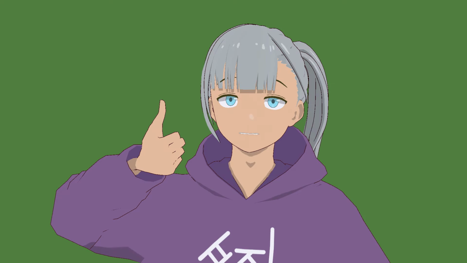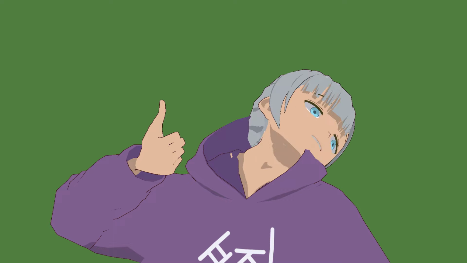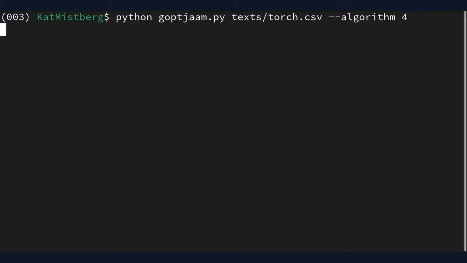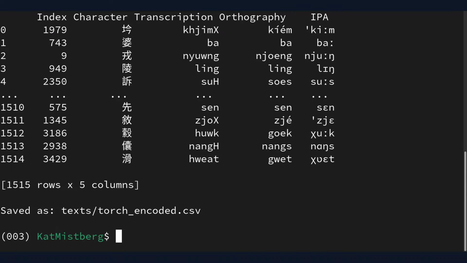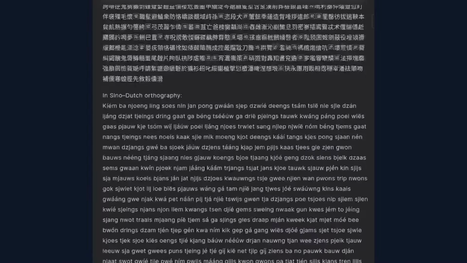Oh, and deciphering languages can be pretty fun, but also frustrating. Now with the faster algorithm, we can translate the text into Goptjaam and get this.